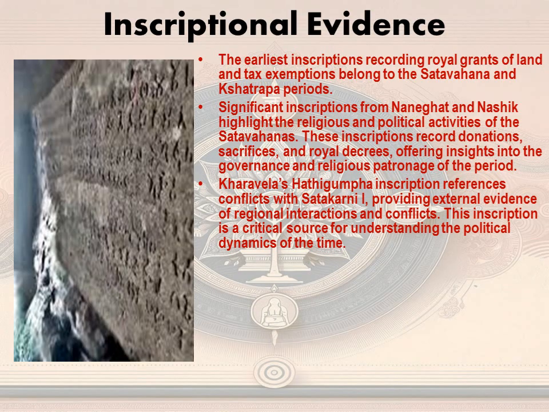Kharavela's Hathigumpha inscription references conflicts with Satakarni, providing external evidence of the regional interactions and conflicts. This inscription is a critical source for understanding the political dynamics of the time. So, other rulers' inscriptions also mention the name of Satakarni, and there a story has been mentioned where King Kharavela of Kalinga defeats Gautamiputra Satakarni, and that can be seen as a source for understanding the political dynamics of the time.